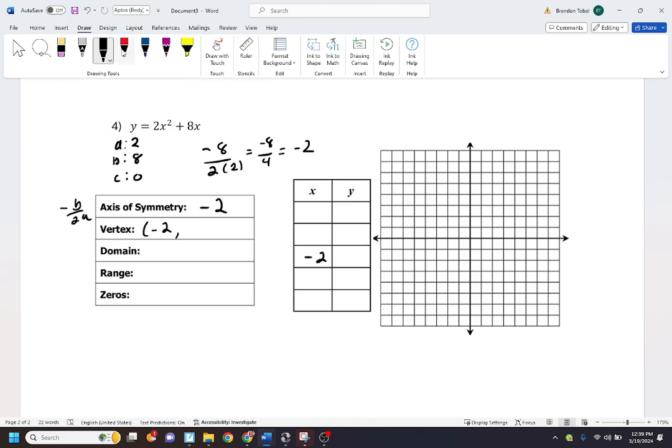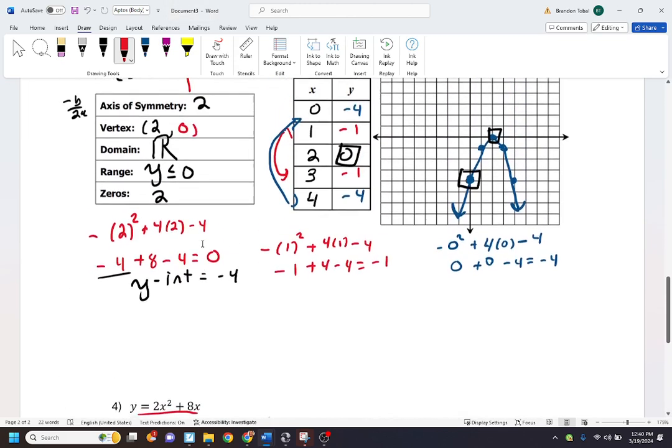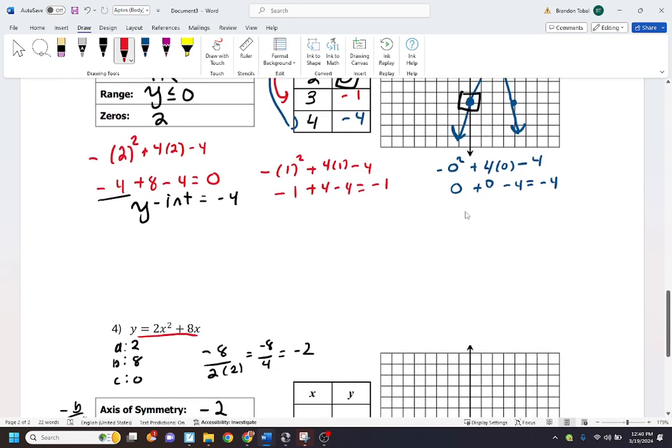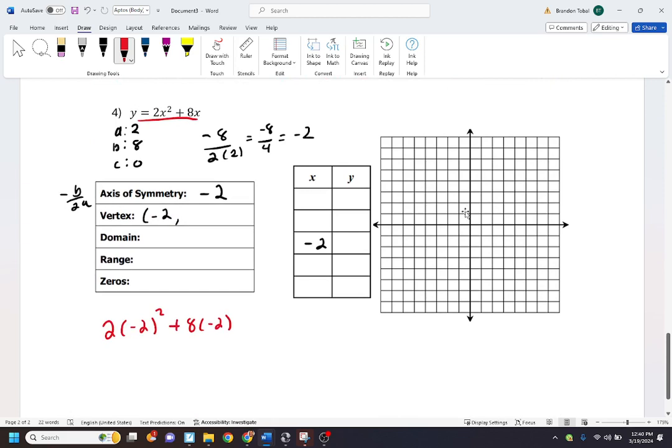Since that's negative 2, I could plug it into this equation. Say that one more time, what do I do for the zeros? For the zeros, it's where it hits the x-axis. In this case, it only hits the x-axis at 2. So your answer for zeros, or solutions or roots, is 2. And then just put down the y-intercept is negative 4, because that's where it hits the y-axis. All right, let's continue.